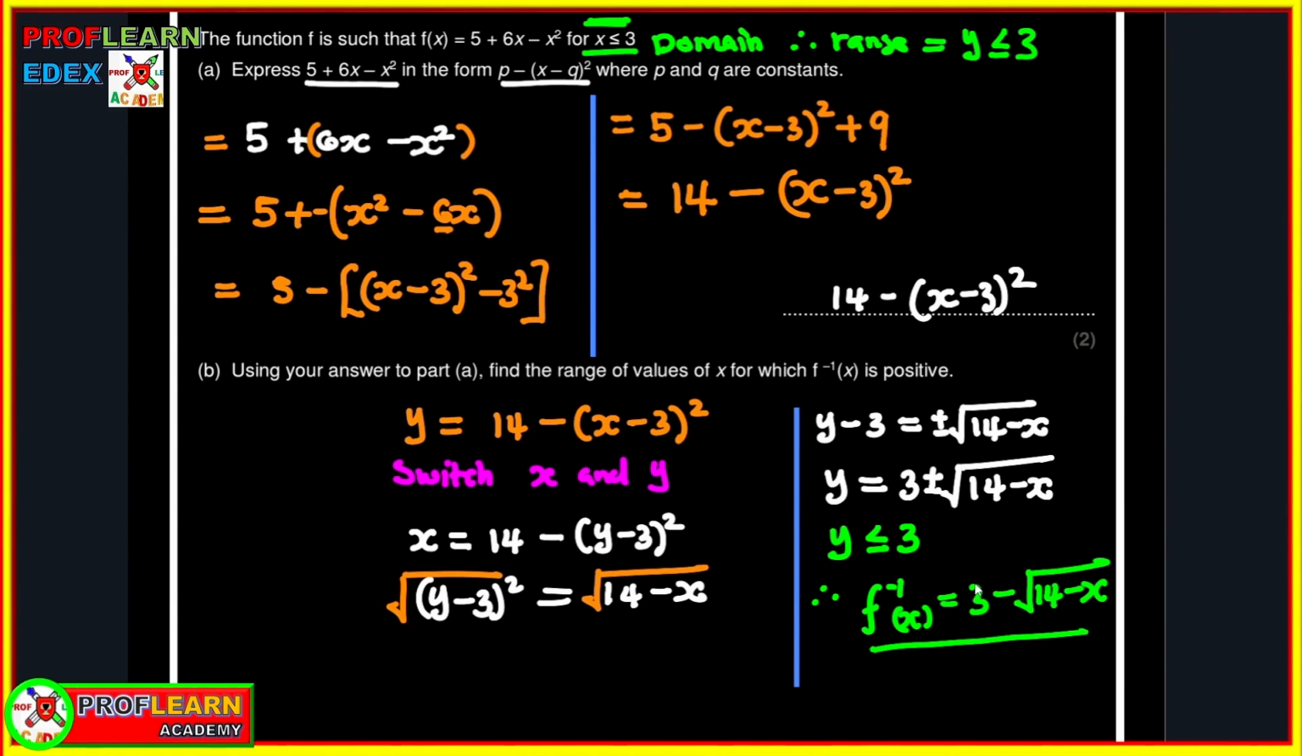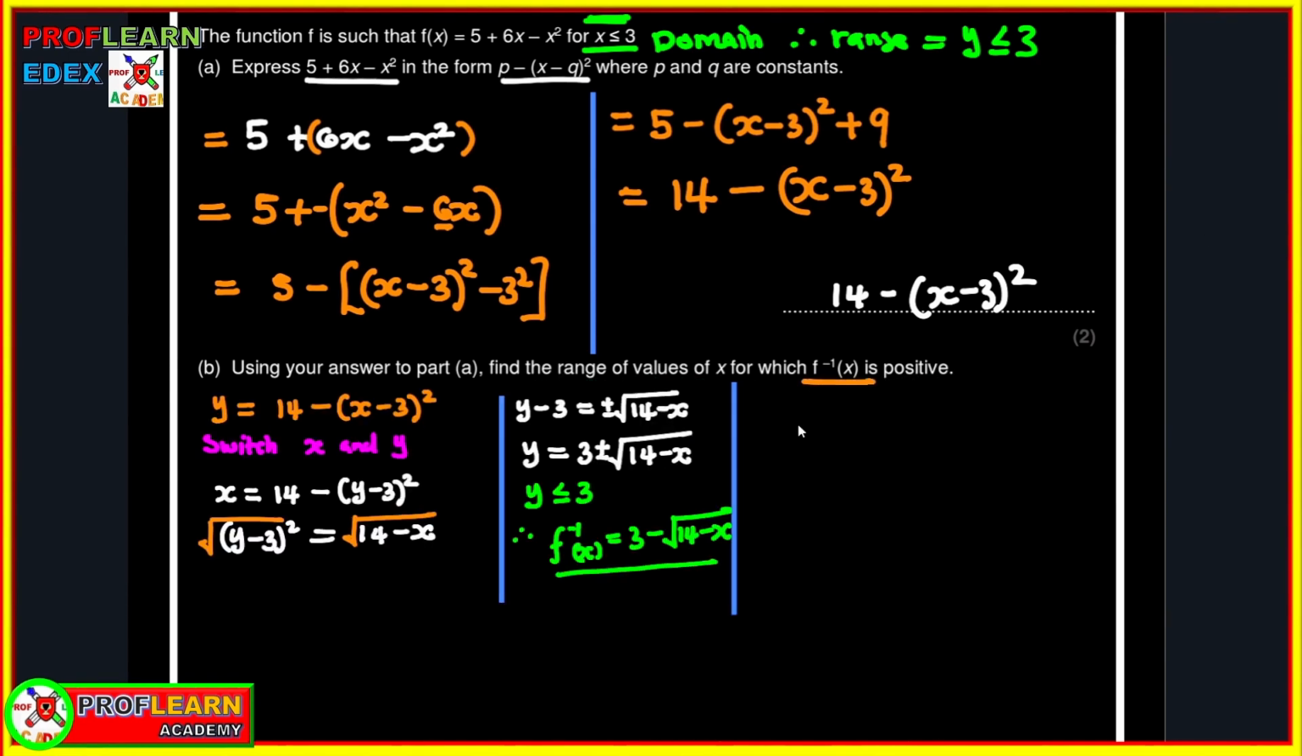Okay, now this is the inverse function, but remember we are told where the inverse function is positive. Remember, the inverse function will be positive if 3 minus root 14 minus x is greater than 0 and x is less than 14. So we need to write that so that we can be able to work it out. For it to be positive, we need to say that this part, 3 minus root 14 minus x, is going to be greater than 0.